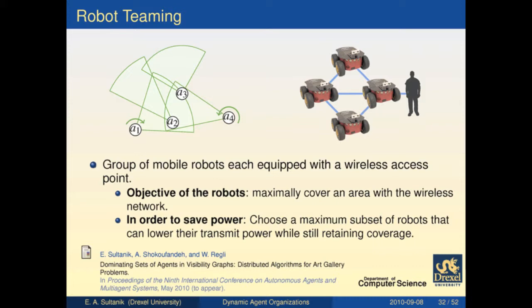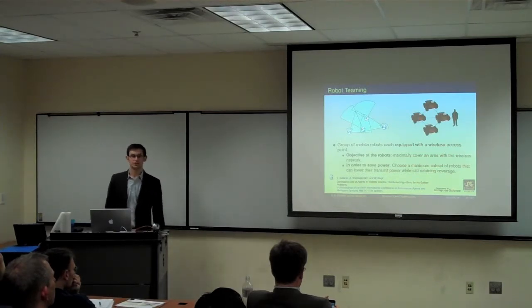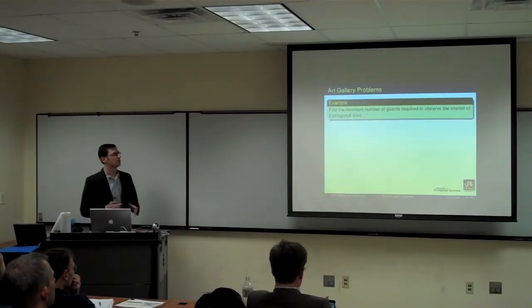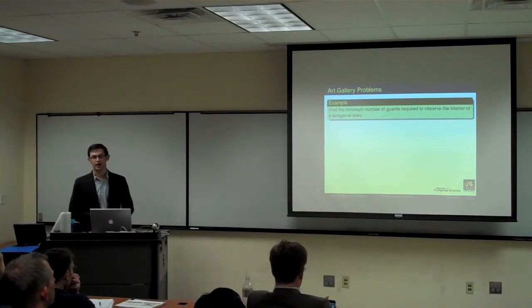Specifically, I'd like to talk about a sensor network and robot teaming problem. So imagine a group of mobile robots, each equipped with a wireless access point. The objective of the robots is to maximally cover an area with their wireless networks. But in order to save power, they need to choose a maximum subset of the robots that can lower their transmit power while still retaining coverage. And there's also an equivalent sensor network problem, which I talked about in the dissertation. But ultimately, this problem, I argue, can be encoded as a type of art gallery problem.